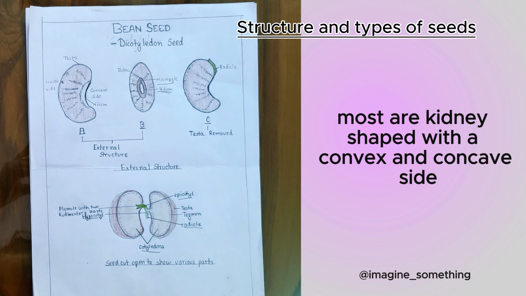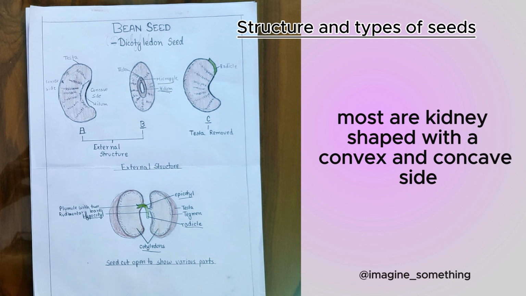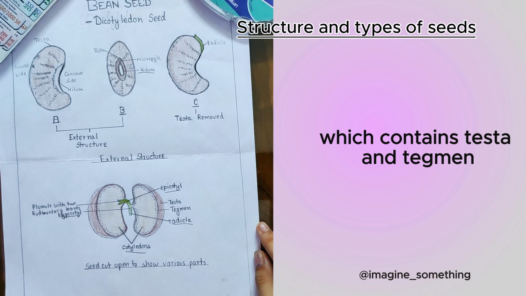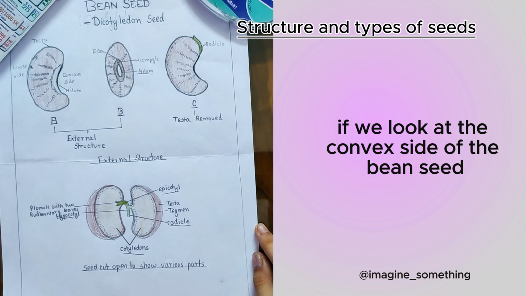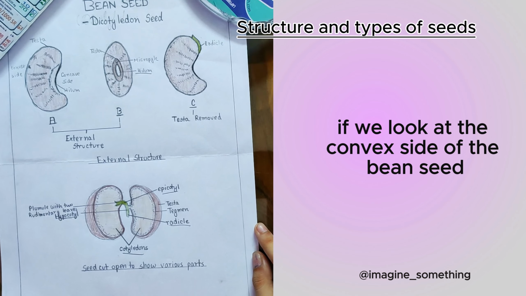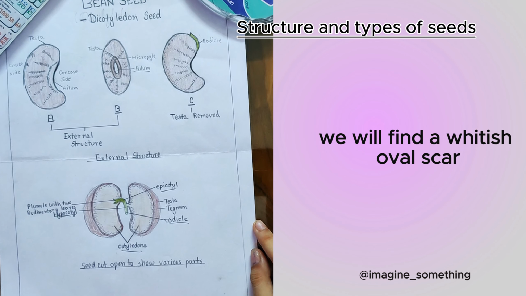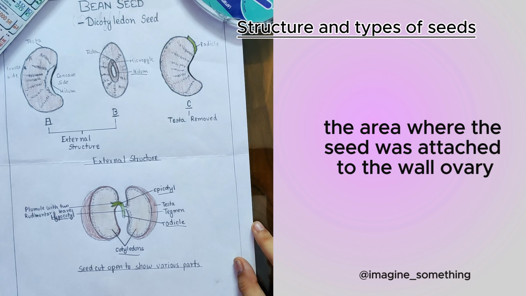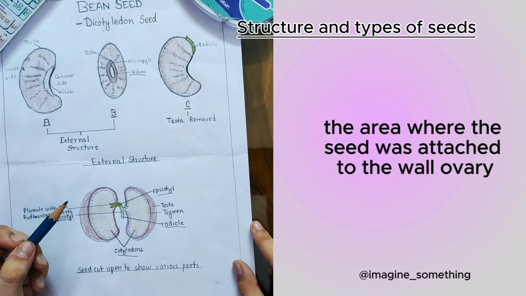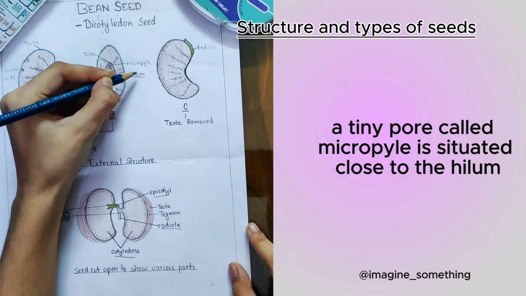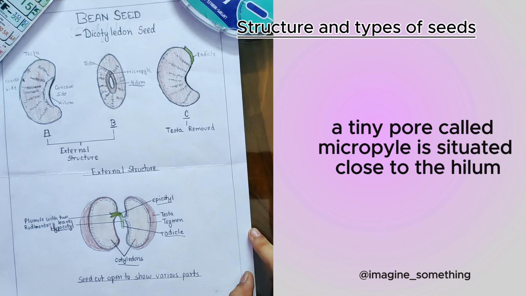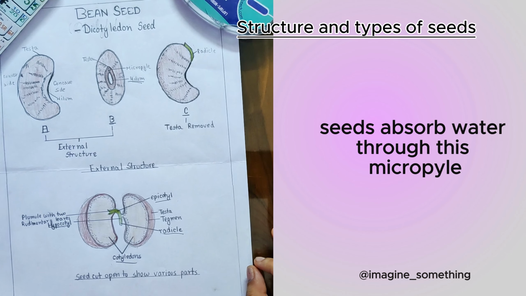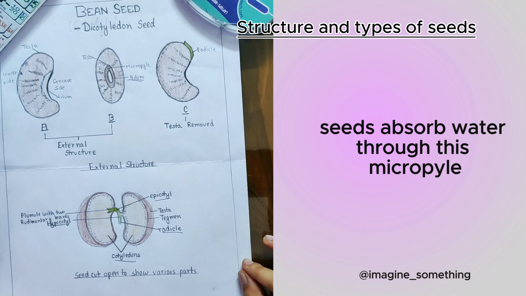Most are kidney shaped with a convex and concave side. It is covered with seed coat which contains testa and tegmen. If we look at the convex side of the bean seed, we will find a whitish oval scar which is called hilum. Hilum marks the area where the seed was attached to the wall of the ovary. A tiny pore called micropyle is situated close to the hilum. Seeds absorb water through this micropyle.